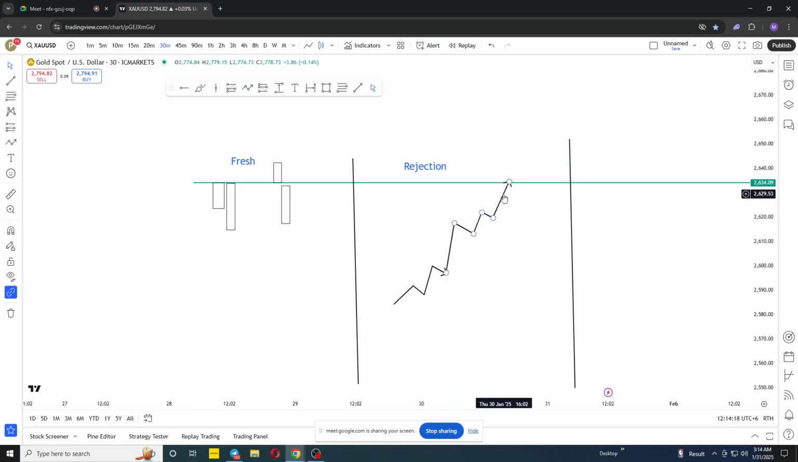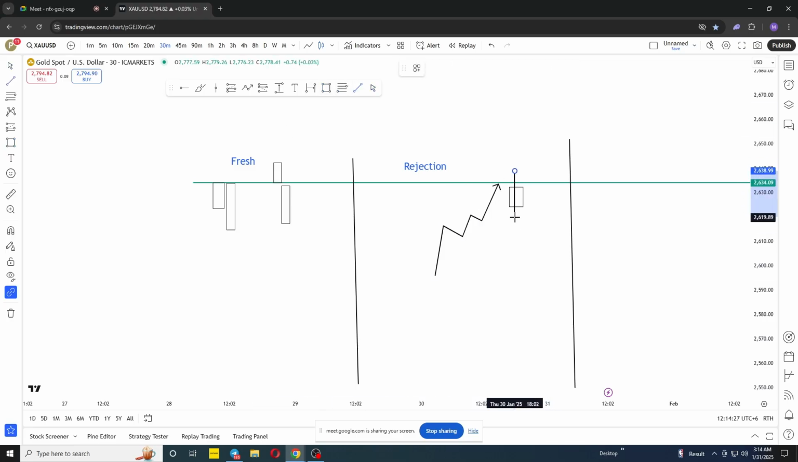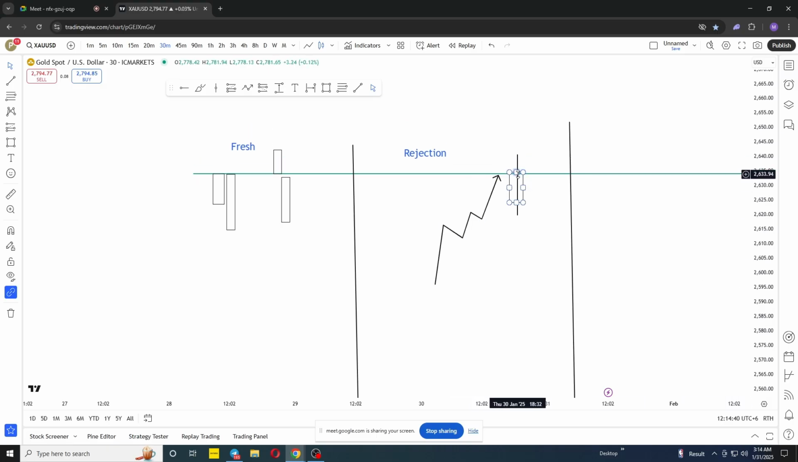When we say the rejection, it is something like this. It's a wick, but it closes below it. It should not be like that, not even like that, because the breakout happened on here. If you do something like that, it should be rejected.